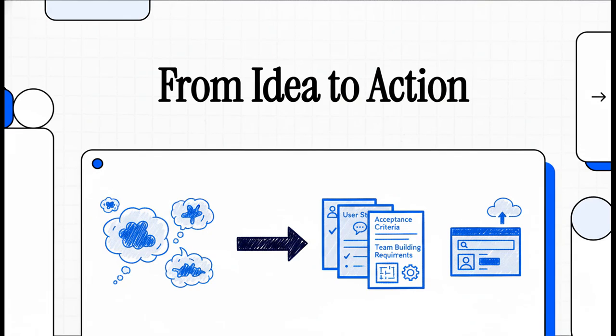All right, so how does a brilliant software idea actually become a real thing? Something you can click on, something you can use? Well, it's definitely not magic. It's actually a really simple but super powerful process that turns those big, fuzzy ideas into real, concrete action. And today, we're going to break it all down.